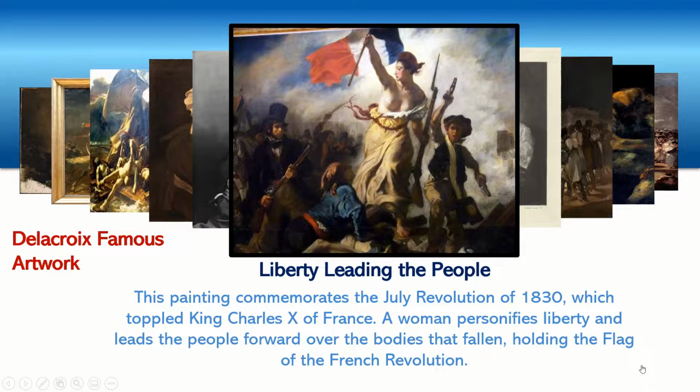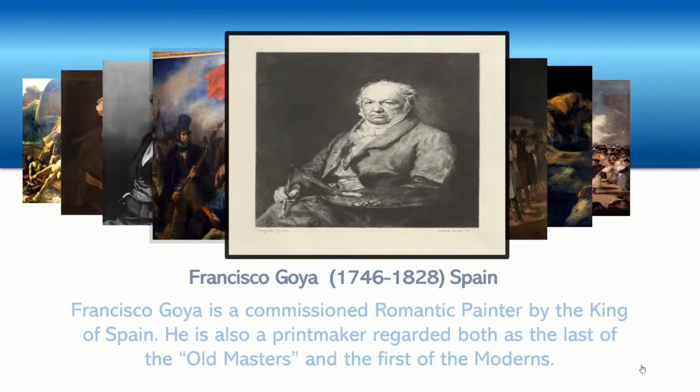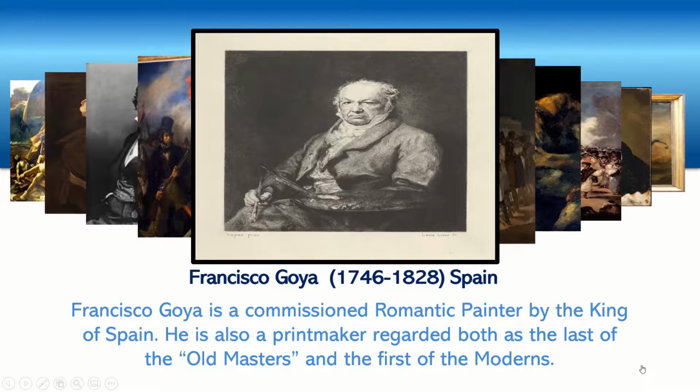This painting commemorates the July Revolution of 1830, which toppled King Charles X of France. A woman personifies liberty and leads the people forward over the bodies that fell, holding the flag of the French Revolution. Now let's discuss Francisco Goya.